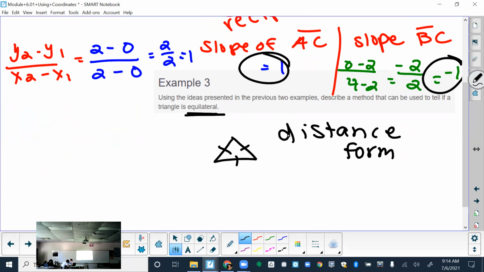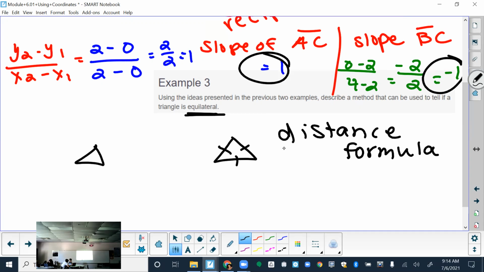Is there another way? If I prove that all the slopes are the same, that would help me determine if they're parallel lines. Equilateral triangles don't have any parallel lines. Does that make sense? They all intersect each other. So the only one that I could think of is just the distance formula.